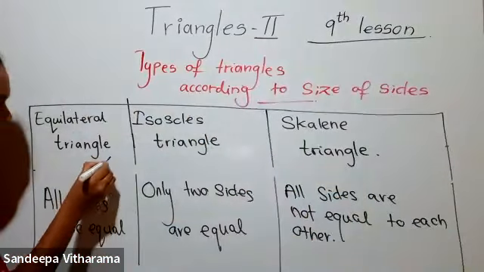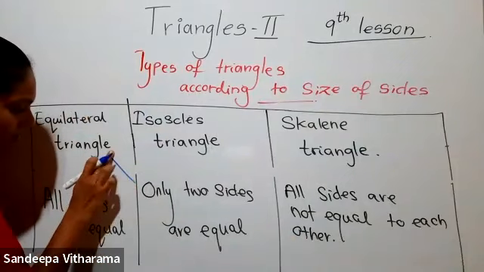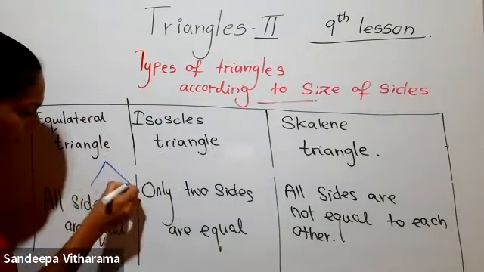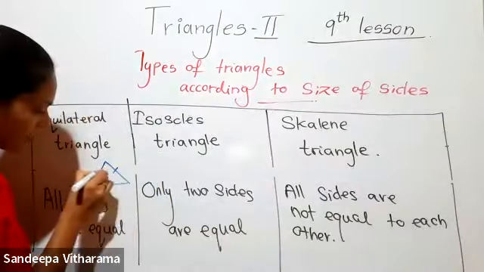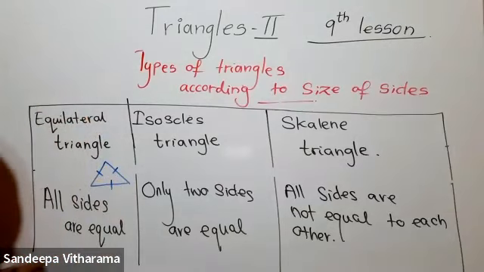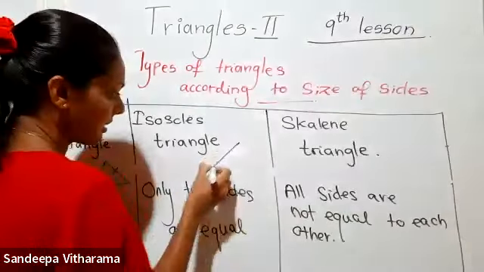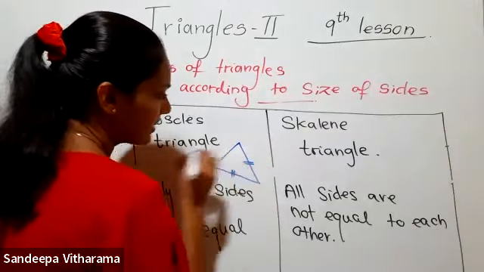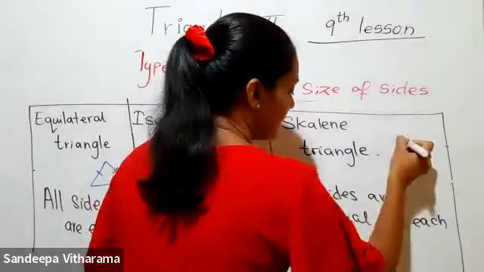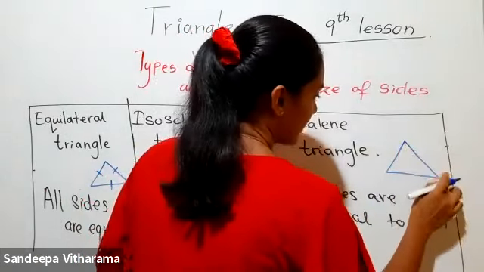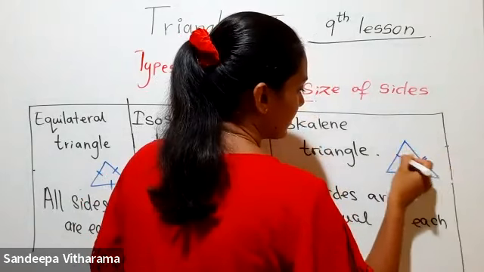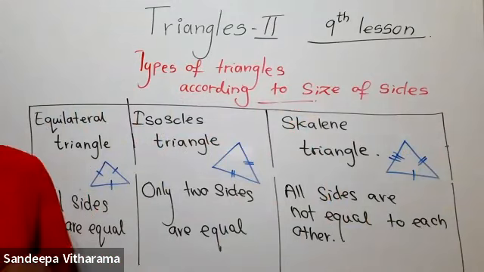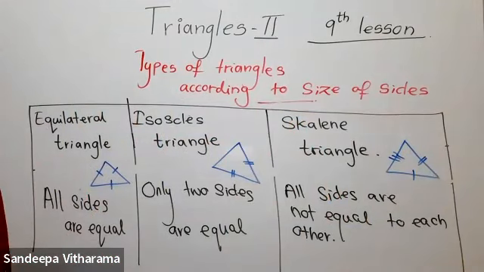An equilateral triangle can be represented by denoting that all its sides are equal, with this kind of display. Okay? An isosceles triangle can be expressed as only 2 sides equal. A scalene triangle can be represented like this. This means all sides are not equal to each other. Okay, write down.